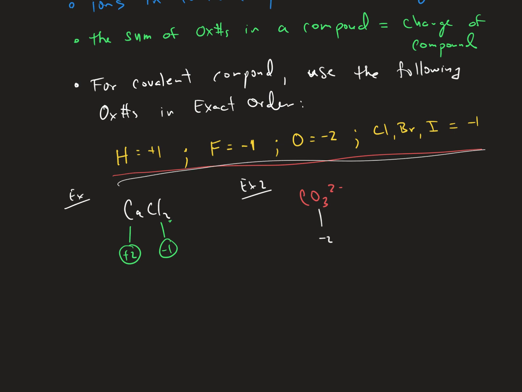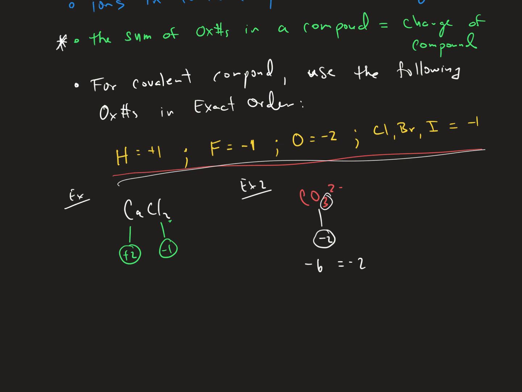Even if there was, we still have to figure it out. And here's how we do it. We use this rule right here. The sum of the oxidation numbers has to equal what in this example? -2, the charge of our compound. You with me? Okay. So -2 is equal to the -2 for oxygen, but how many oxygens are there? 3, so that's -6.